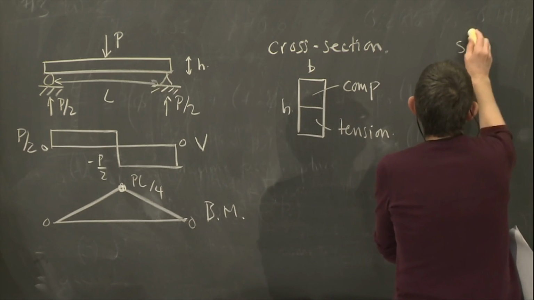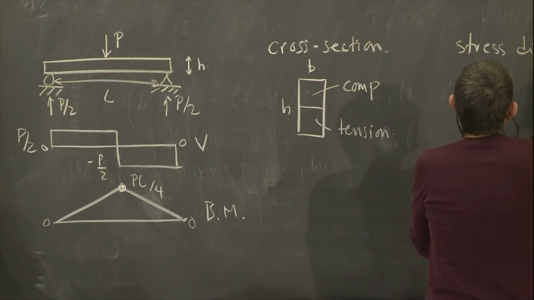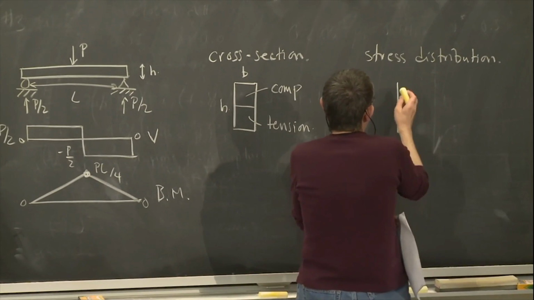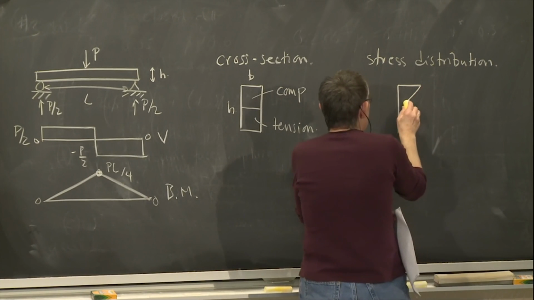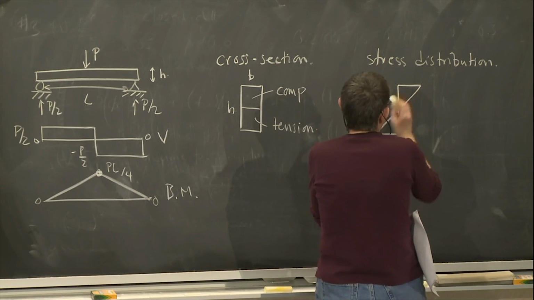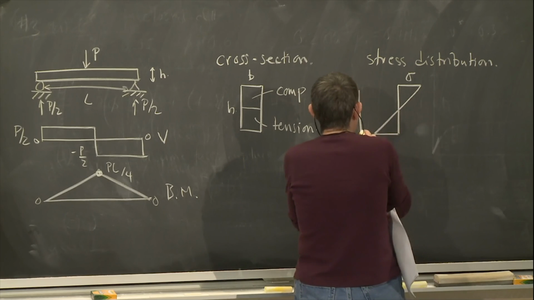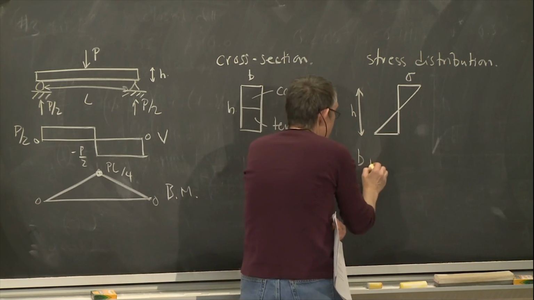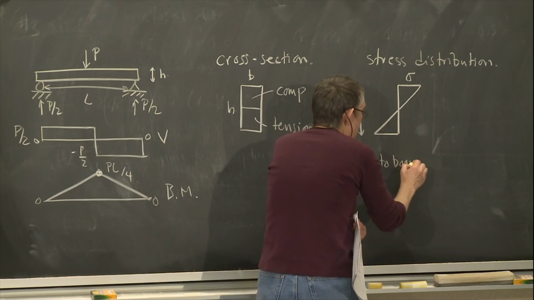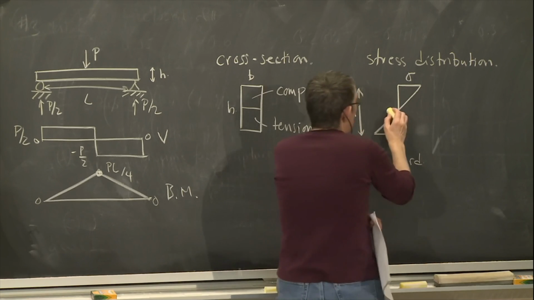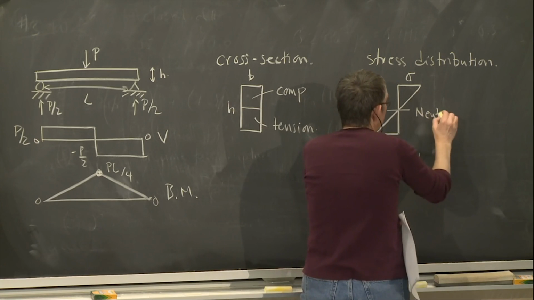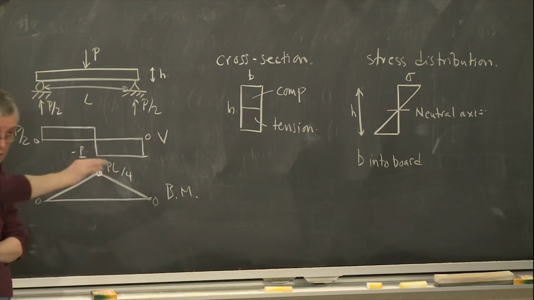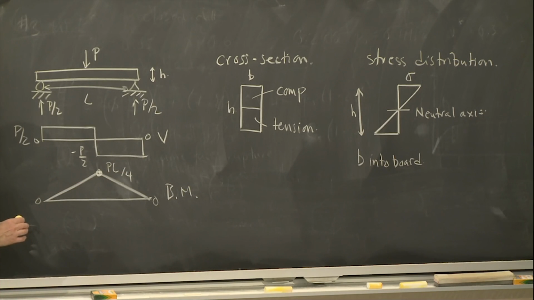Now let me draw the stress distribution. So if it's linear elastic and it hasn't yielded yet, the stress distribution is going to look like this. So this is H again, that's the height. And now B is into the board. And I'm plotting the stress this way. So this thing here is my neutral axis. It has no stress. Remember, there was one plane that has no stress, and for a rectangular cross section, it goes through the middle of the cross section, goes through the centroid.